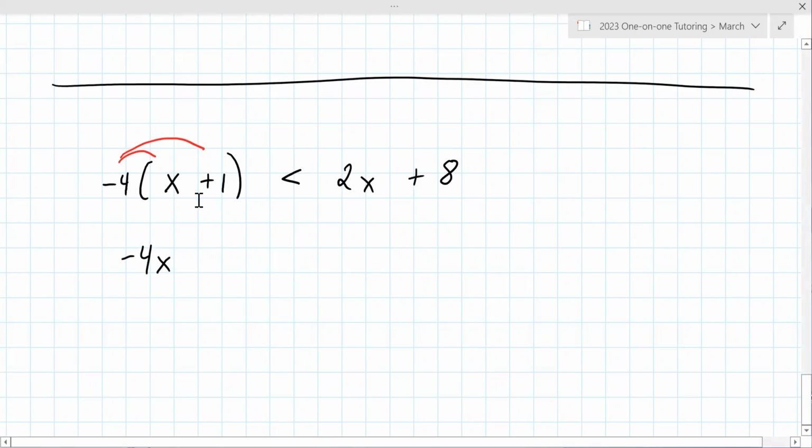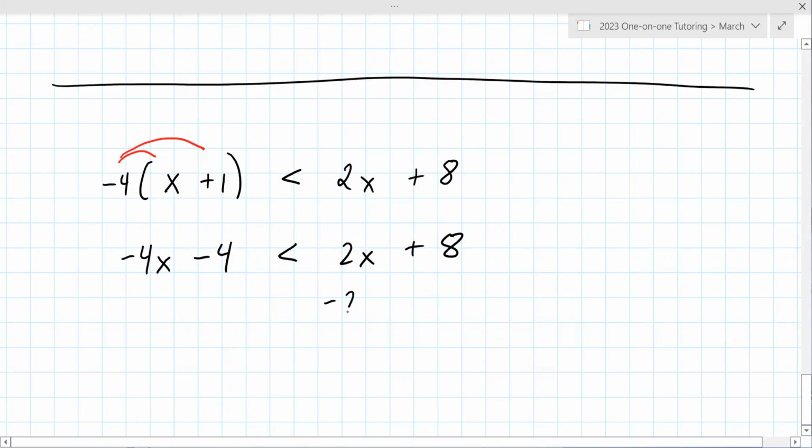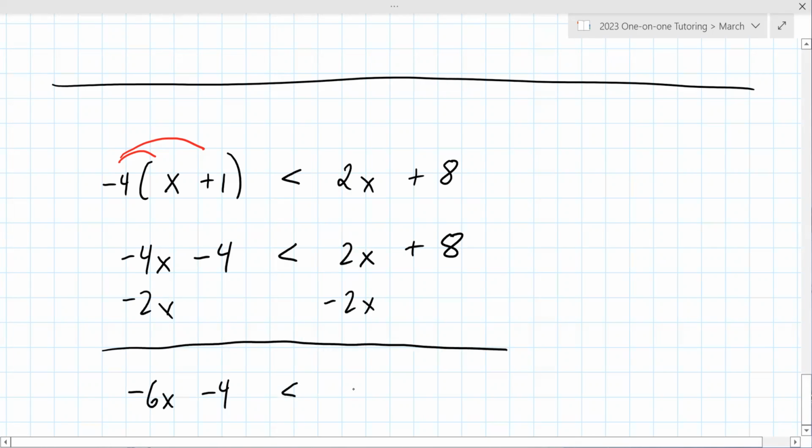What does the second one become when you multiply -4 times +1? Just -4. How about that? Plus 8. Okay, now your goal is to get x on one side. Generally prefer to get x on the left. I would recommend that. I would subtract so that I move the 2x to the left here. Do you see that? Yeah. Like you have a choice. It's better to move it left if you can. Okay.